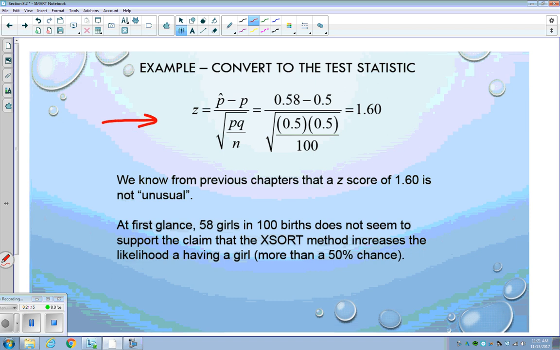So I can use that to do my calculation to get my z-score, because z is what I use for proportion. Okay? We already know that a z-score of 1.6 really is not that unusual. So at first glance, it looks like X-sort's not really going to make a difference.